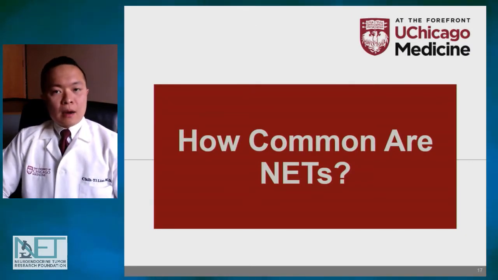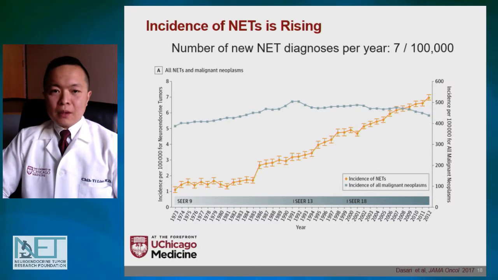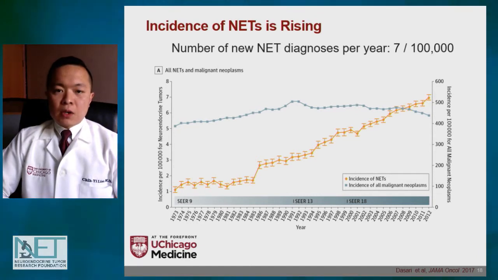So how common are neuroendocrine tumors? In the US, the incidence of neuroendocrine tumors is rising. When we talk about incidence, what we mean is the number of new cases over a given period of time. The incidence of neuroendocrine tumors in the US is currently about 7 per 100,000 persons. This is a graph from the SEER database, and you can see in the yellow line that over the past 3 decades, the incidence of neuroendocrine tumors has steadily increased.